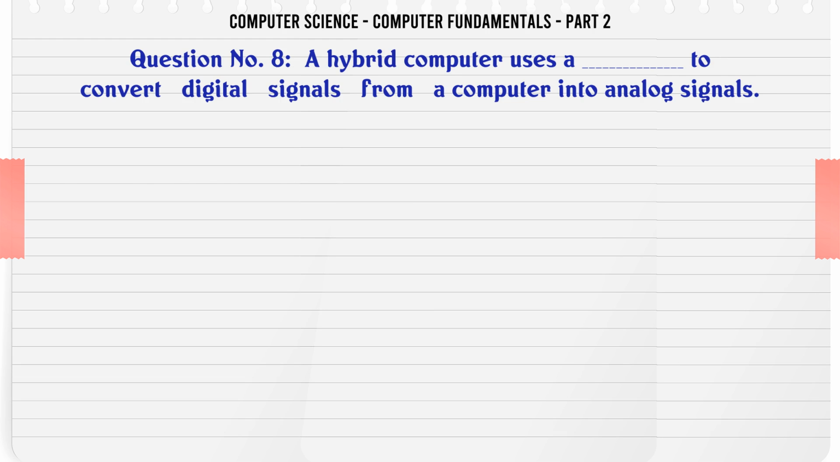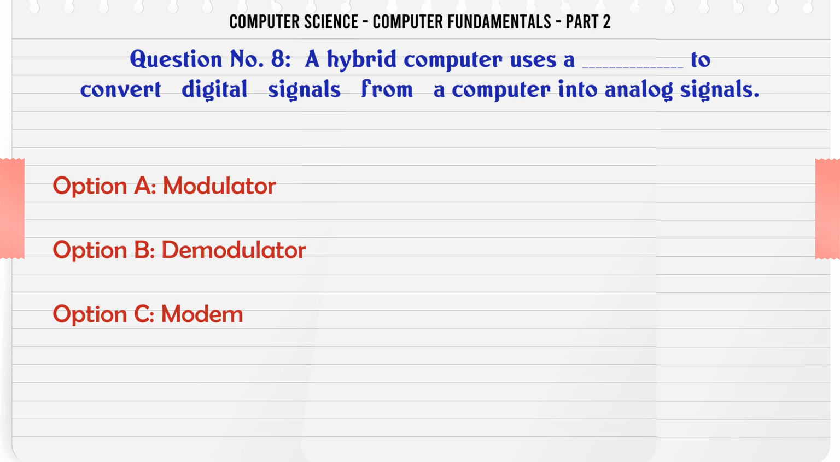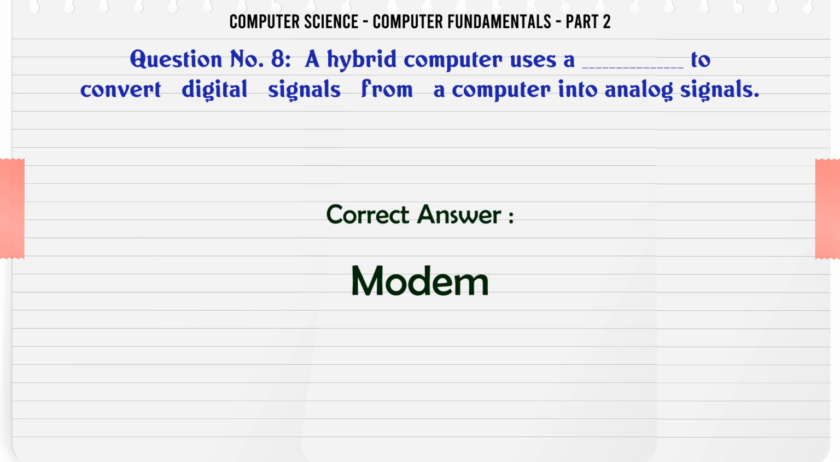A hybrid computer uses a device to convert digital signals from a computer into analog signals: A. Modulator, B. Demodulator, C. Modem, D. Decoder. The correct answer is modem.